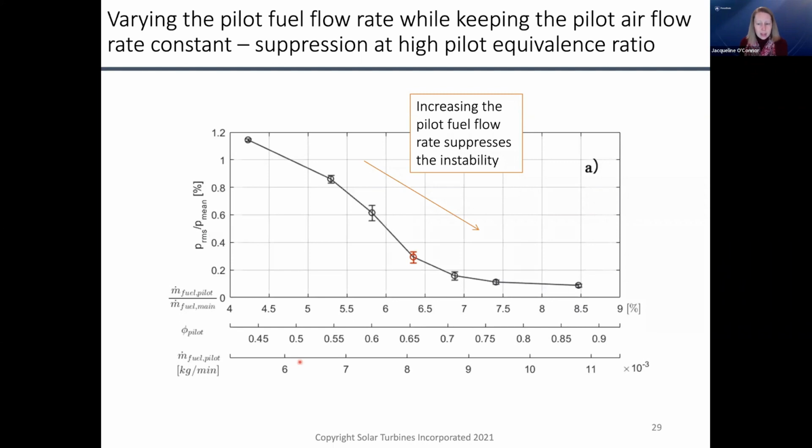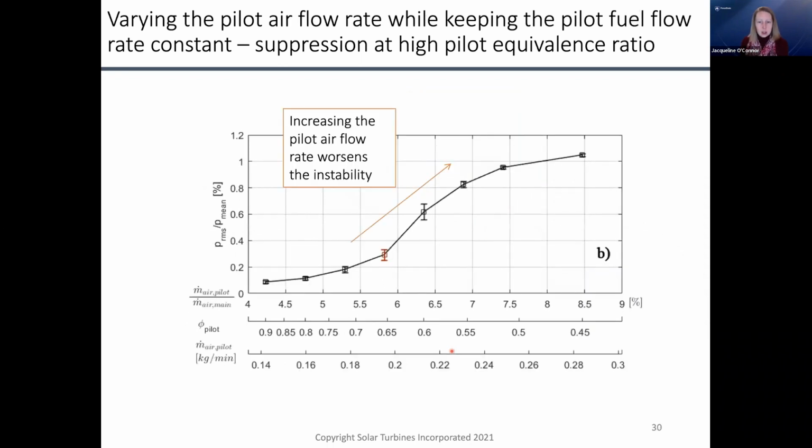combustor. And the way he's increasing the pilot equivalence ratio here is by increasing the fuel flow rate in the pilot. He does it the other way as well. Here, he is increasing the airflow rate of the pilot, keeping the fuel flow rate constant. So now equivalence ratio is decreasing from left to right, and you basically get the same result. So higher equivalence ratios in the pilot give you lower instability amplitudes. And it doesn't matter how you do it. You can either reduce your fuel or increase your air, you get the same effect.